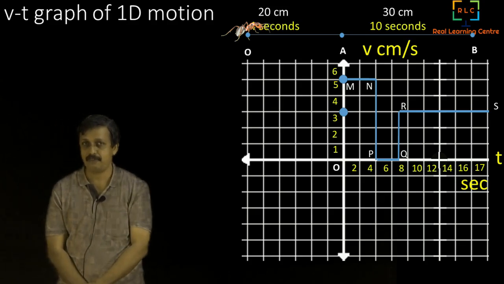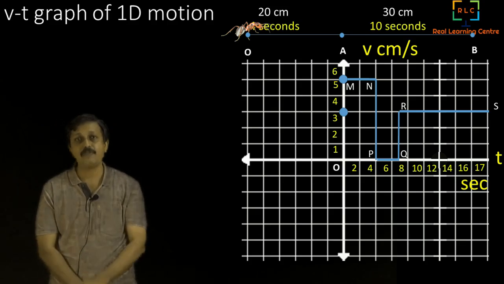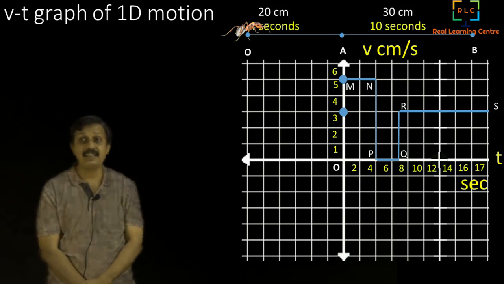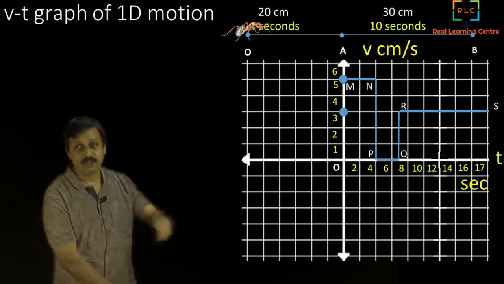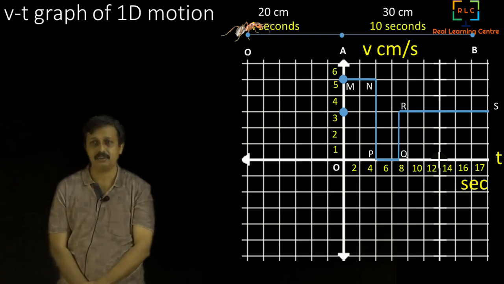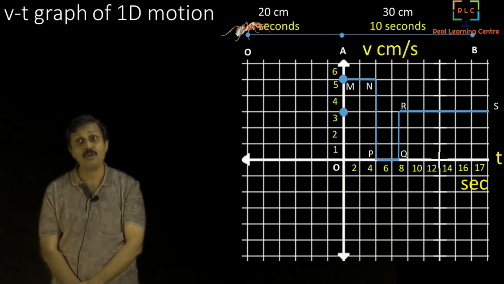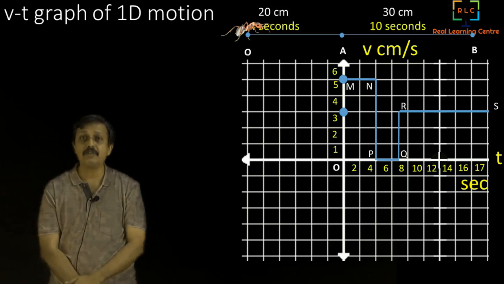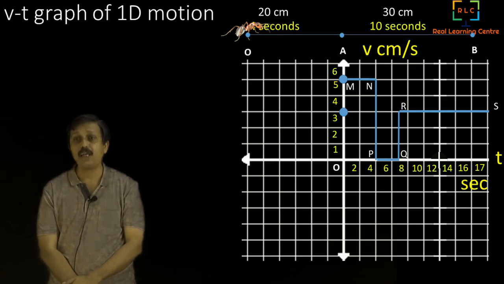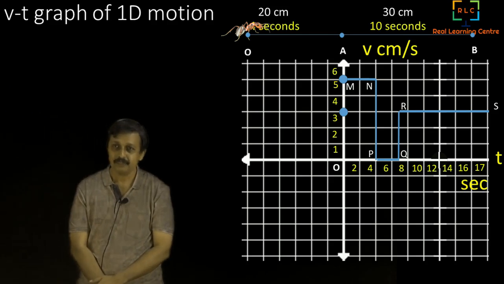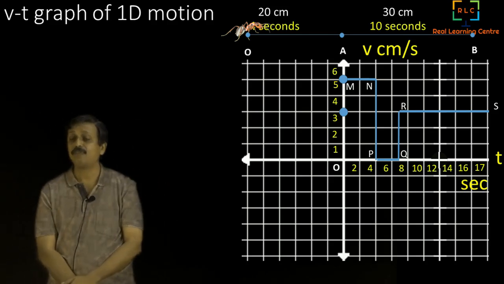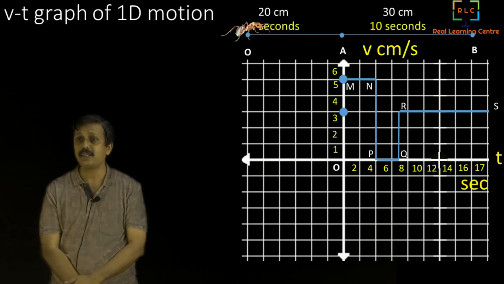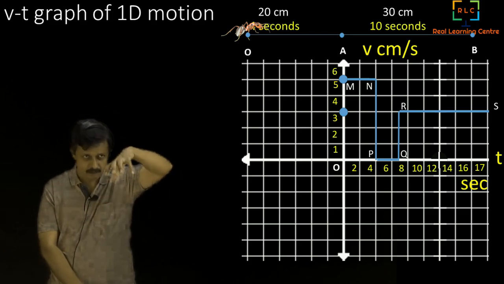An xt graph shows, at every point in time, where it is. A VT graph shows, at every point in time, how fast it is moving. You can clearly see that from O to A it is moving at a constant velocity. What is the velocity? It has taken 20 centimeters in 4 seconds, which means its velocity is 5 centimeters per second. Is it changing on the path O to A? It is never changing. The speedometer is always showing 5 centimeters per second.